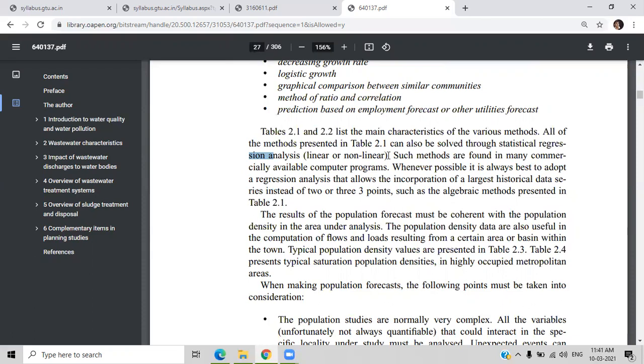Linear means a kind of uniformity in our data set, but linear data sets are least available for any kind of facility, because we know that there is randomness in each and every data set. Non-linear regression analysis is much more helpful than linear regression analysis. Such methods are found in many commercially available computer programs. Wherever possible, it is best to adopt a regression analysis that allows the incorporation of the largest historical data series instead of two or three points, such as the algebraic method presented in the table.